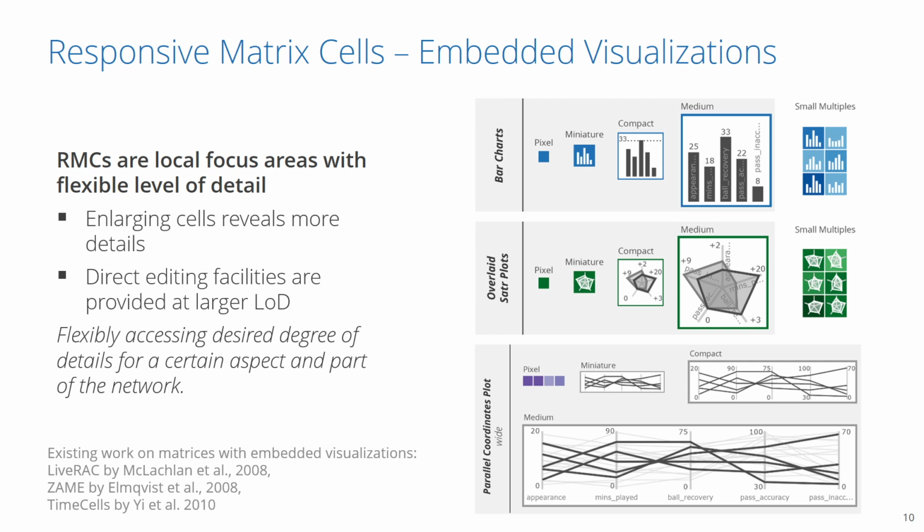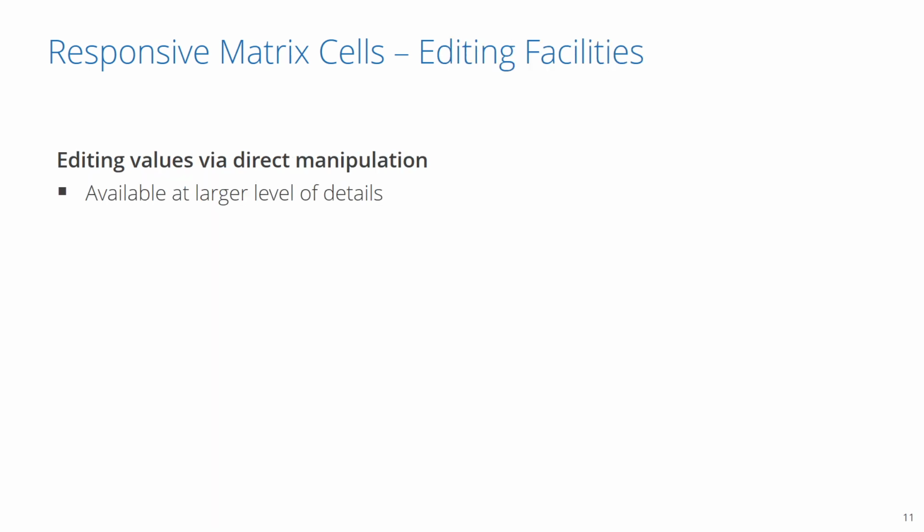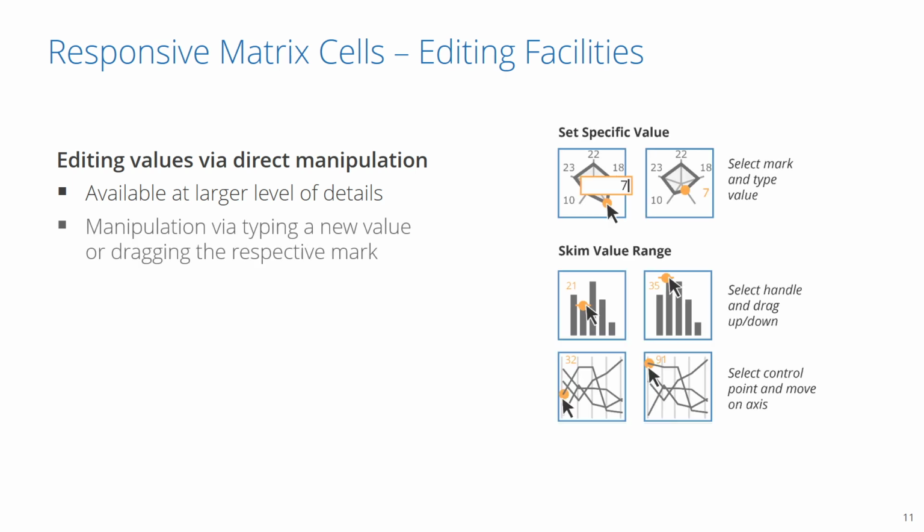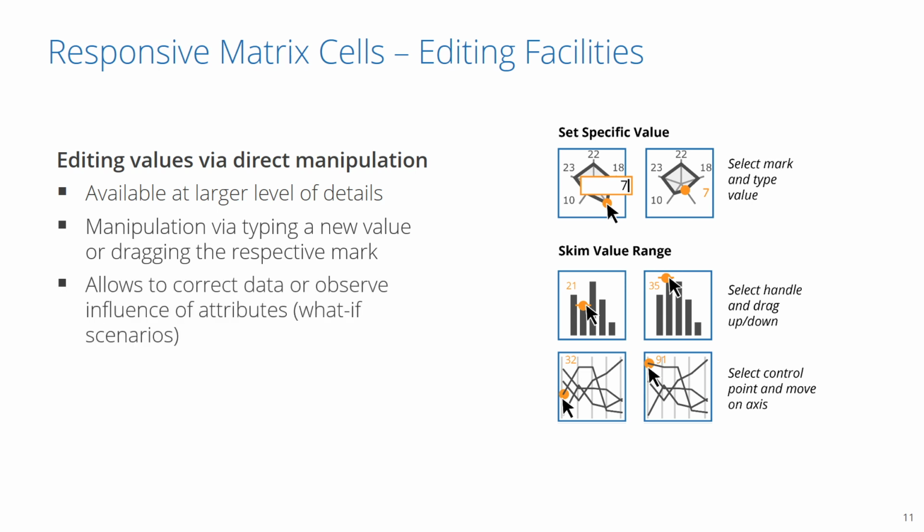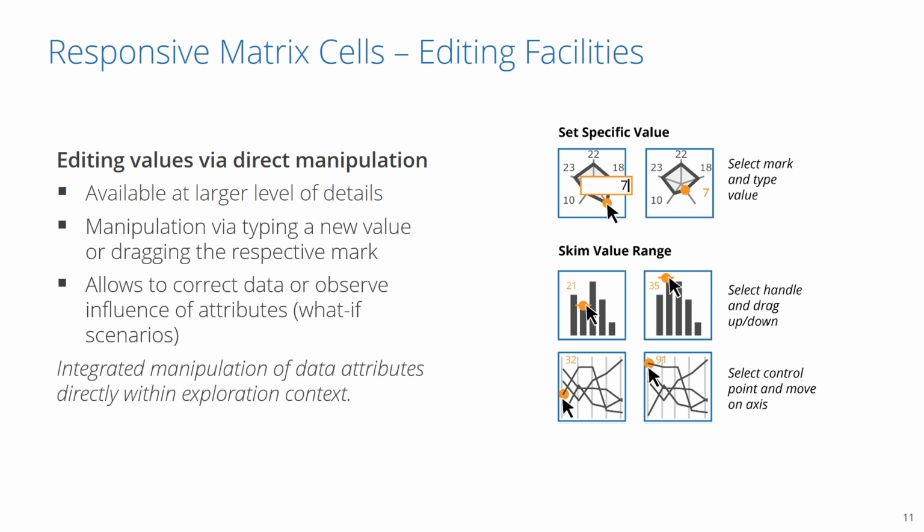As Tom just mentioned, our responsive matrix cells also allow for directly manipulating data attributes. This can be done by either typing a new value or dragging a mark. Effectively, this enables analysts to quickly correct data values or run what-if scenarios, all without the need of switching to a different view or even application.